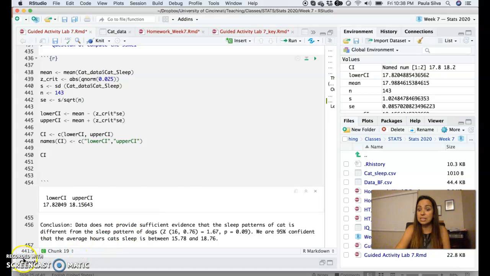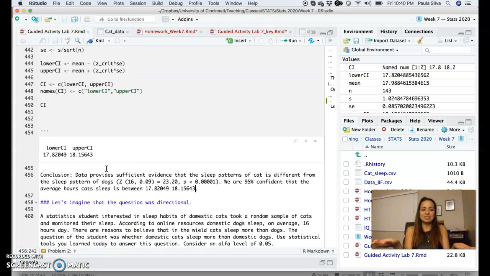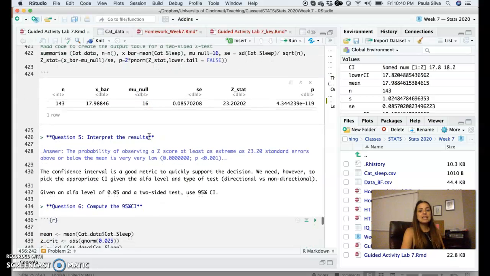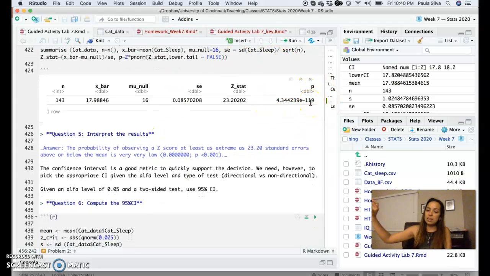So let's interpret. So we started with a question. Do the sleep habits of domestic cats, are they the same or different from the sleep habits of dogs, which we know is 16 hours a day? We ran a z-test and we found that the probability of observing the average that we observed in the sample, which is 17.99 hours, almost 18 hours, is very unlikely if cats in the population did sleep just 16 hours a day.